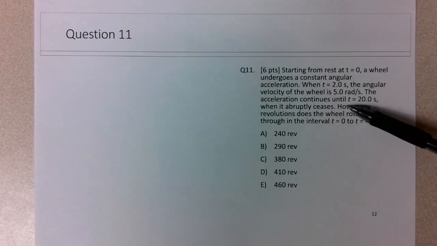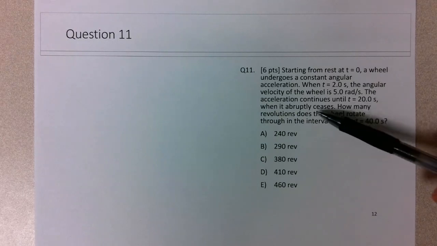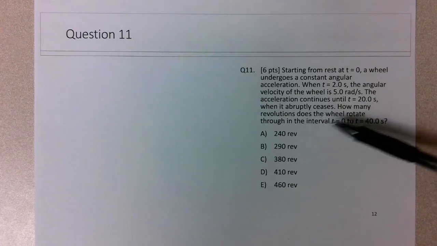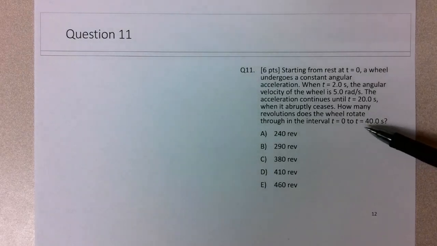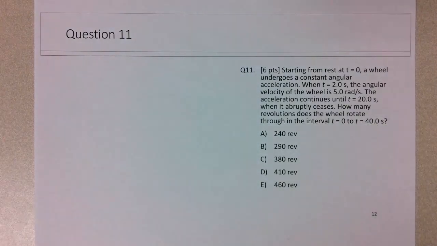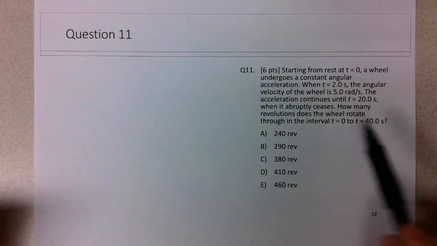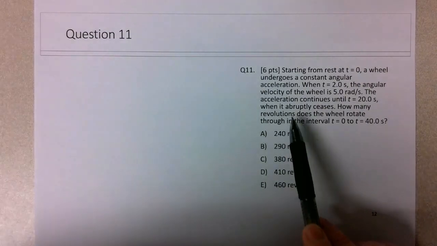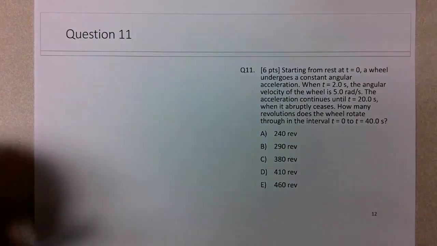And the acceleration continues until t equals 20 seconds, when the acceleration stops. How many revolutions does the wheel rotate through in the interval from t equals 0 to t equals 40? So we're looking for the amount of revolutions, so that will be linked to the change in the angular position, and so we're looking for delta theta.